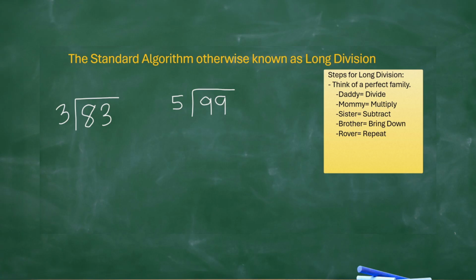How many 3s can we get out of 8? Well, we can get 2. 2 times 3 is 6. Do your subtraction and you're left with 2. Bring down the 3. How many 3s out of 23? And the answer is 7. 7 times 3 is 21. And our remainder here is going to be 2.